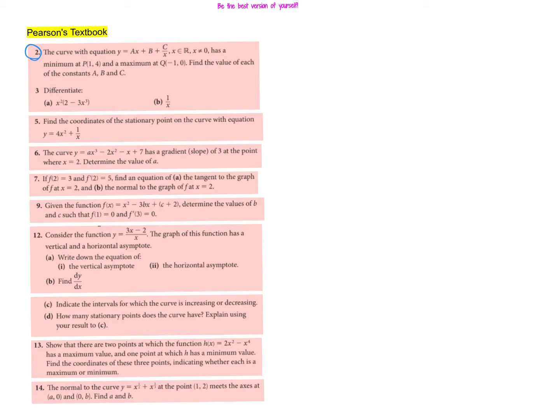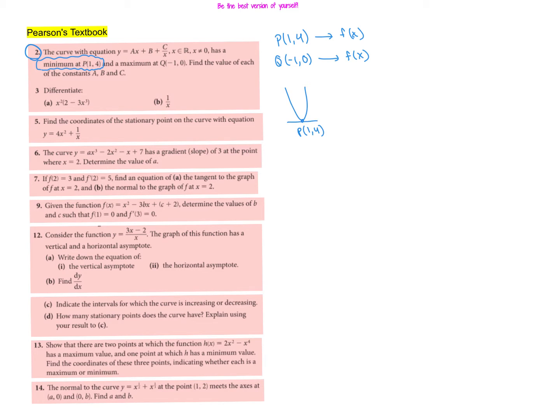They actually gave us 4 pieces of information here. So the first information is that we have the point P, and that is definitely on the curve. And we have the point Q, that is on the curve. And then it says that we have a minimum at (1, 4).